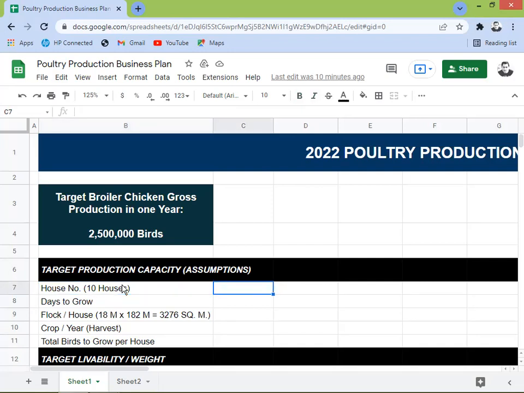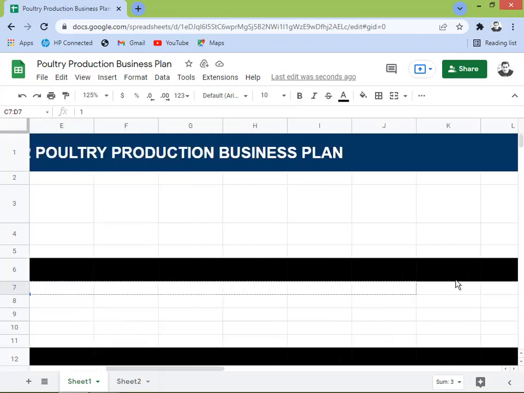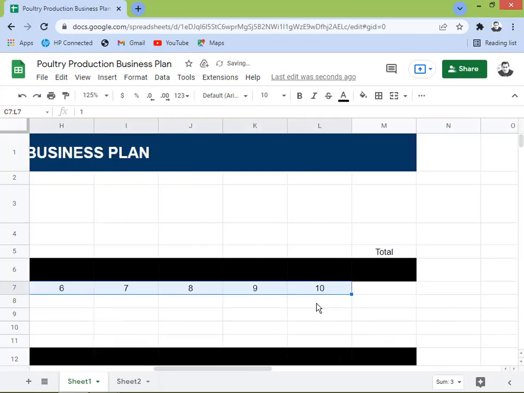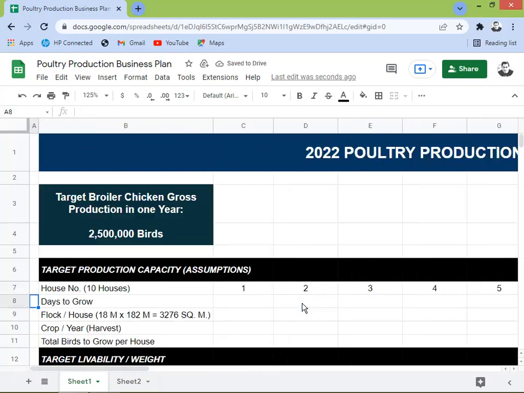Initially, let's say we're going to start the business with 10 houses. It could be company owned, or you own it, or somebody else owns it and you're just paying a business partner to grow your chickens. The next thing that we're going to put here is the days to grow.